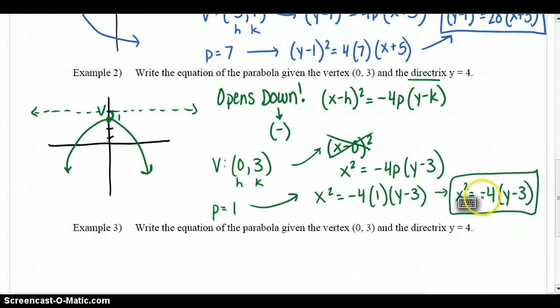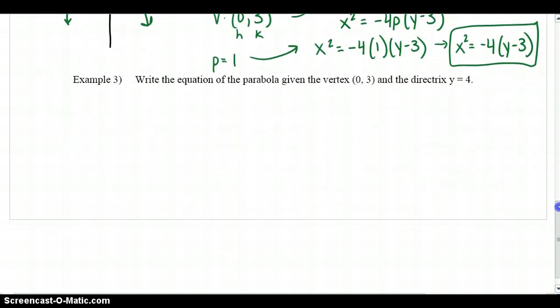Notice how I'm not distributing this number out front. I want to leave it in standard form, and standard form has that number factored out, just like we did yesterday when we were graphing. So make sure you don't distribute that. Leave it in standard form.